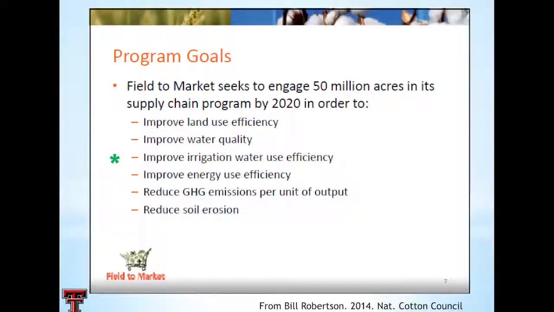So here are 6 indicators of sustainability. Land use efficiency, this is yield. Water quality. Irrigation water use efficiency, and I put a green asterisk here because that's where we can do the data. Energy use efficiency. Greenhouse gas emissions. Soil erosion. Right? They're putting those all together.